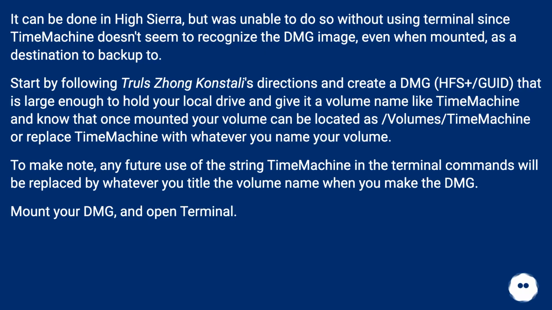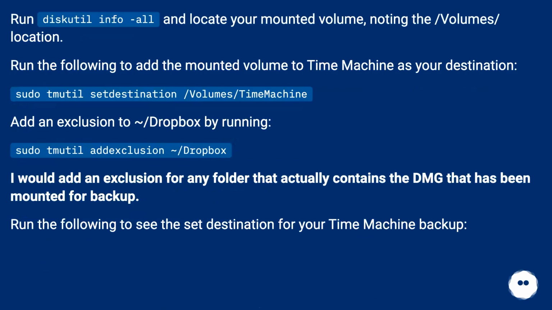Mount your DMG and open Terminal. Run diskutil info, or otherwise locate your mounted volume, noting that volume's location. Run the following to add the mounted volume to Time Machine as your destination: sudo tmutil setdestination /Volumes/TimeMachine. Add an exclusion for Dropbox by running sudo tmutil addexclusion Dropbox. I would add an exclusion for any folder that actually contains the DMG that has been mounted for backup.